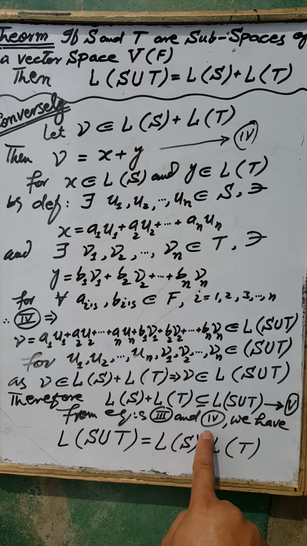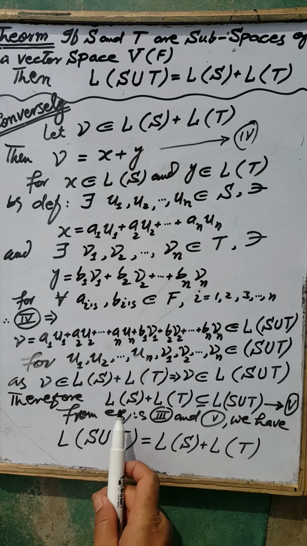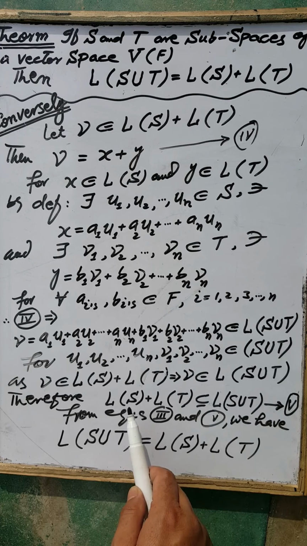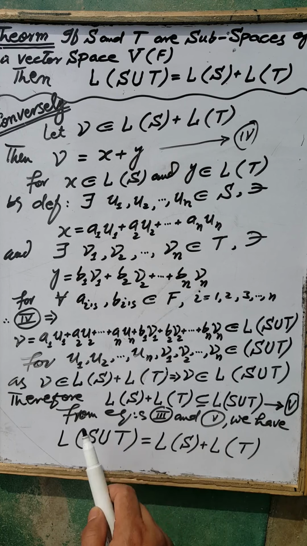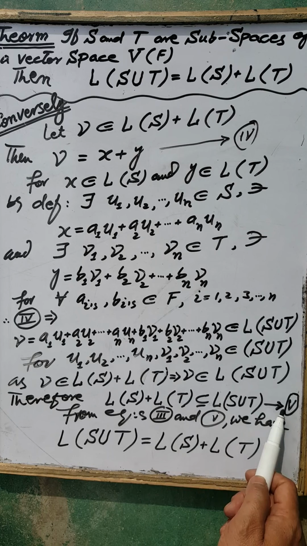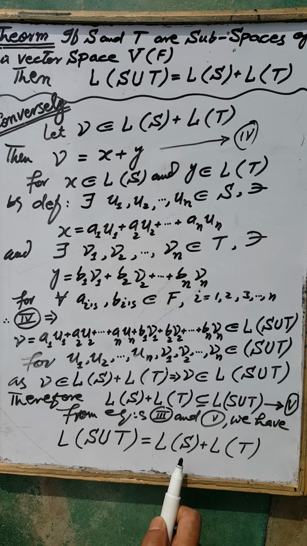From equations third and fifth, this set is a subset of the linear spanning set spanned by S union T, and in equation third, the linear spanning set spanned by the set S union T is a subset of the linear spanning set spanned by the set S plus the linear spanning set spanned by the set T. Therefore, equality holds from equations third and fifth: the linear spanning set spanned by S union T is equal to the linear spanning set spanned by the set S plus the linear spanning set spanned by the set T.